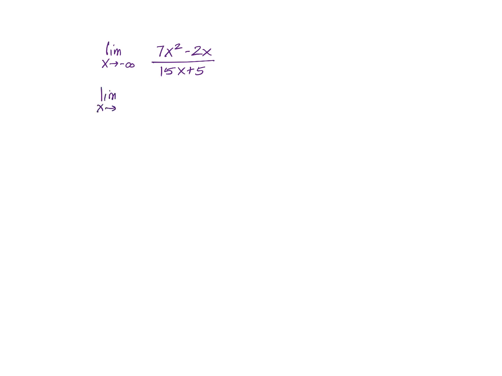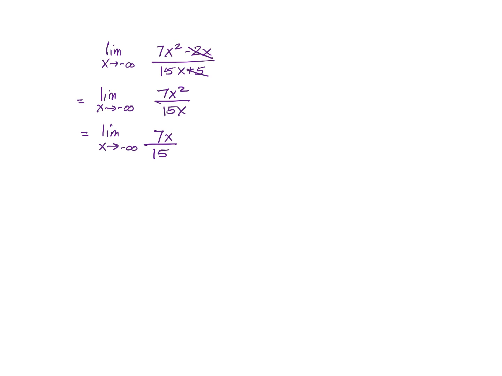So we know that when we take the limit as x approaches a very large negative number or positive number for that matter, that the largest terms in the numerator and the denominator are the only ones that matter. The others become negligible. So negative 2x is going to become negligible, and so is 5, isn't it? So all we have left is 7x squared over 15x. And then that is equivalent to the limit as x approaches negative infinity, this should have had an equal sign, of 7x over 15.